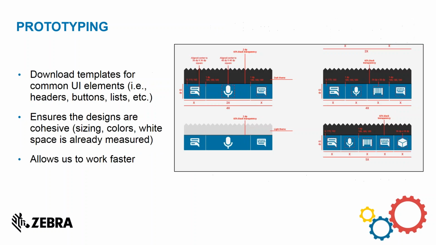From prototyping, again, these are downloadable elements, so you can just pull these into the systems you want to use. And we use Illustrator and Sketch as our 2 tools. So again, you can just copy paste, and that allows us to work much, much faster.